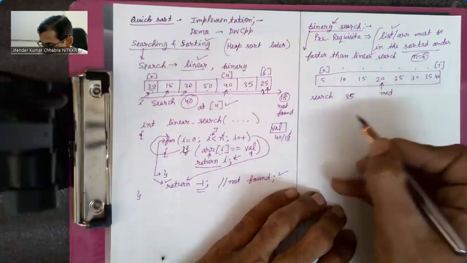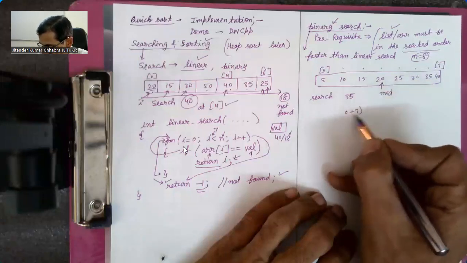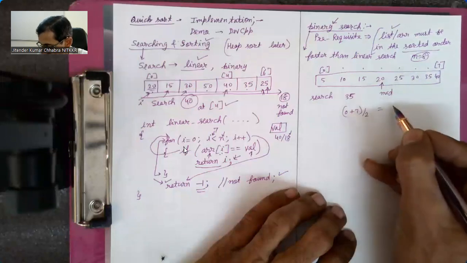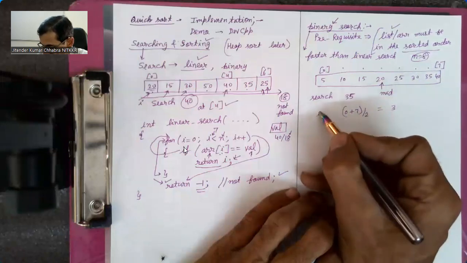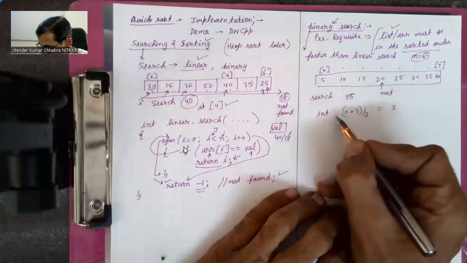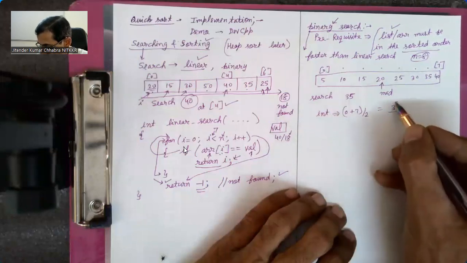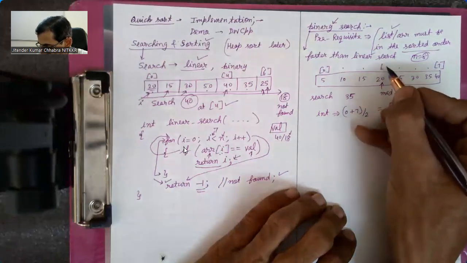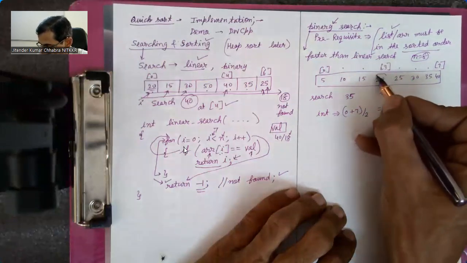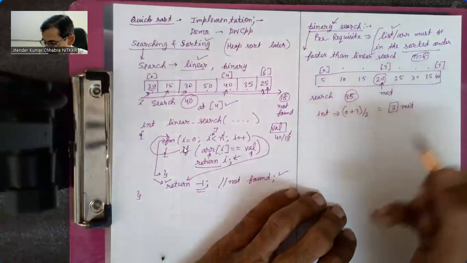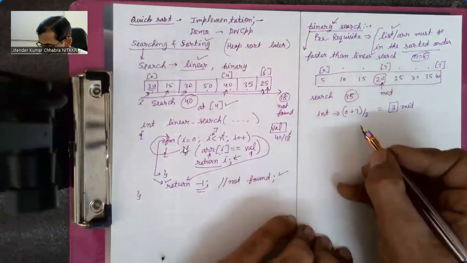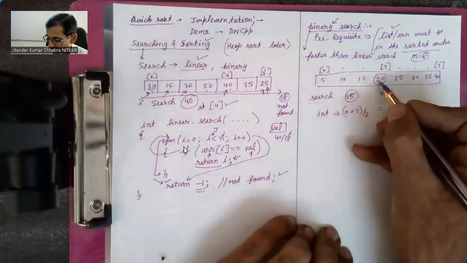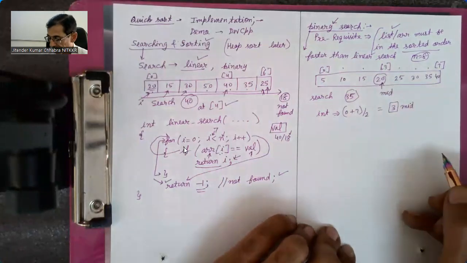I will calculate middle. Middle will mean 0 plus 7 by 2. That is 3 because it's an integer value. 3.5 will mean this to be 3. So 3 means your middle is at index 3. So I will compare it with the middle value, 20 versus 35. So I'm going to check that. If the value is found, straight away answer ready.